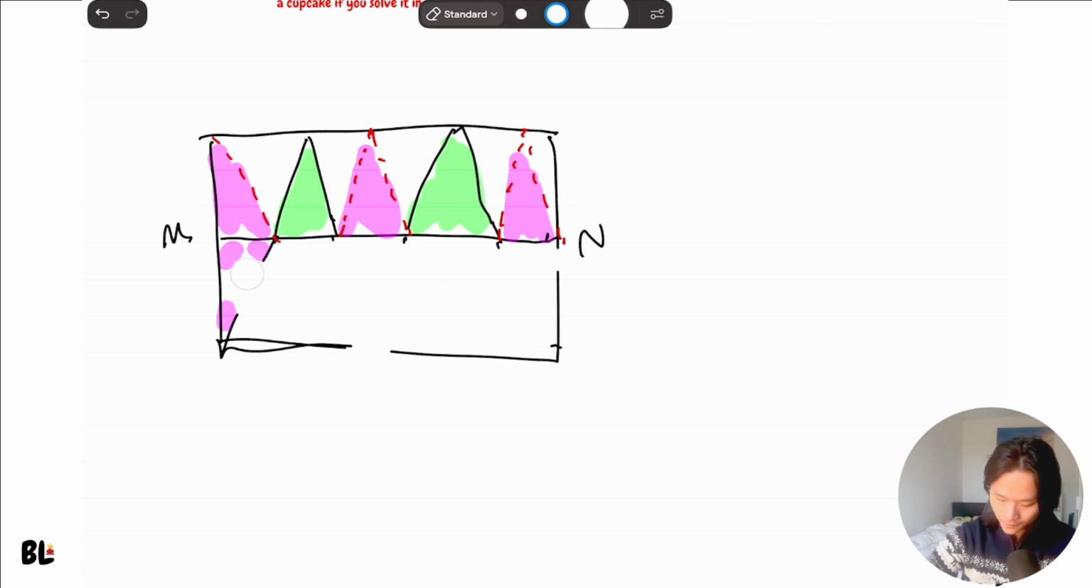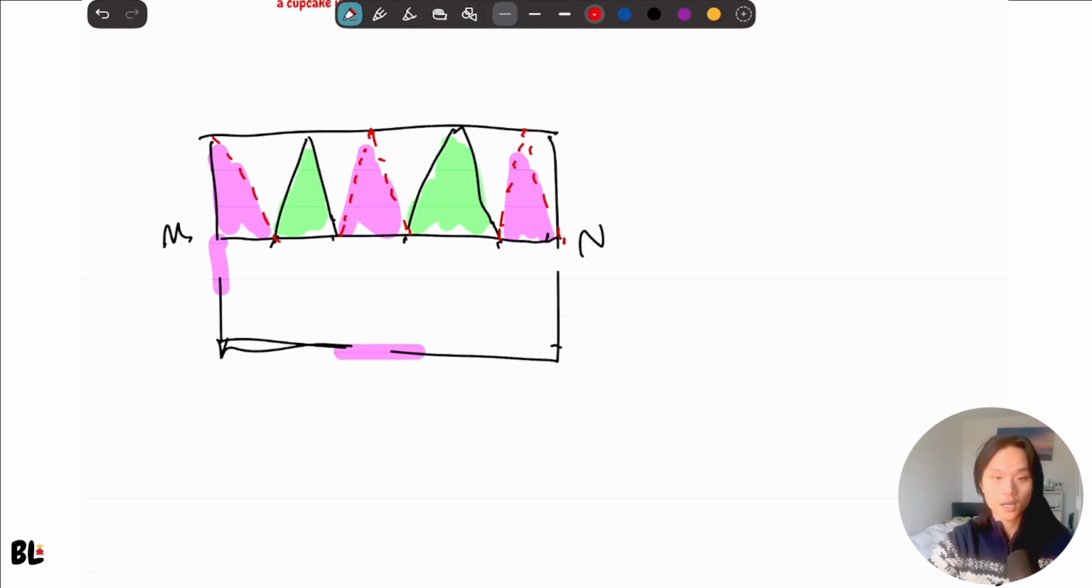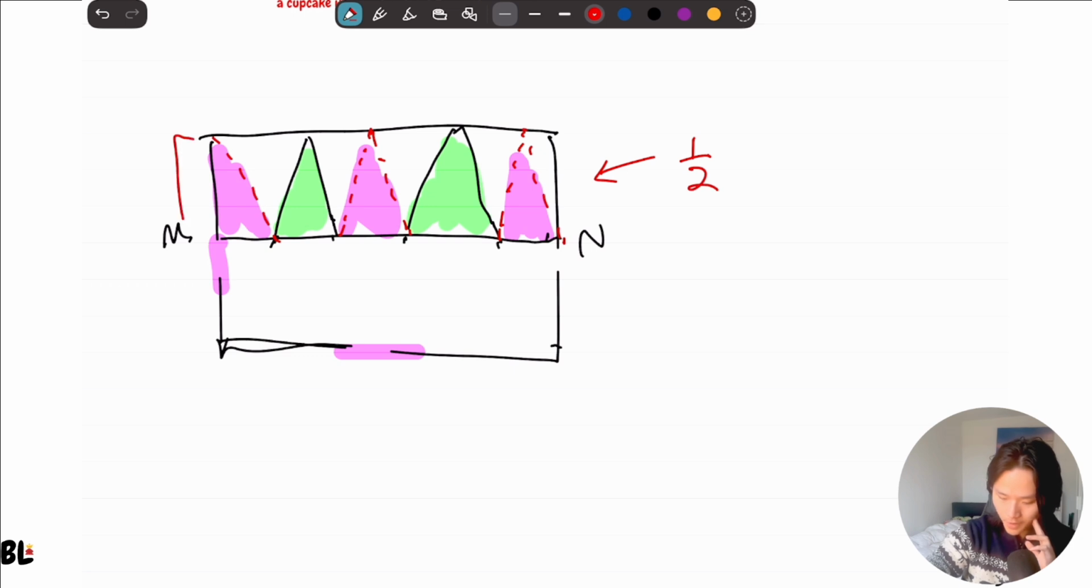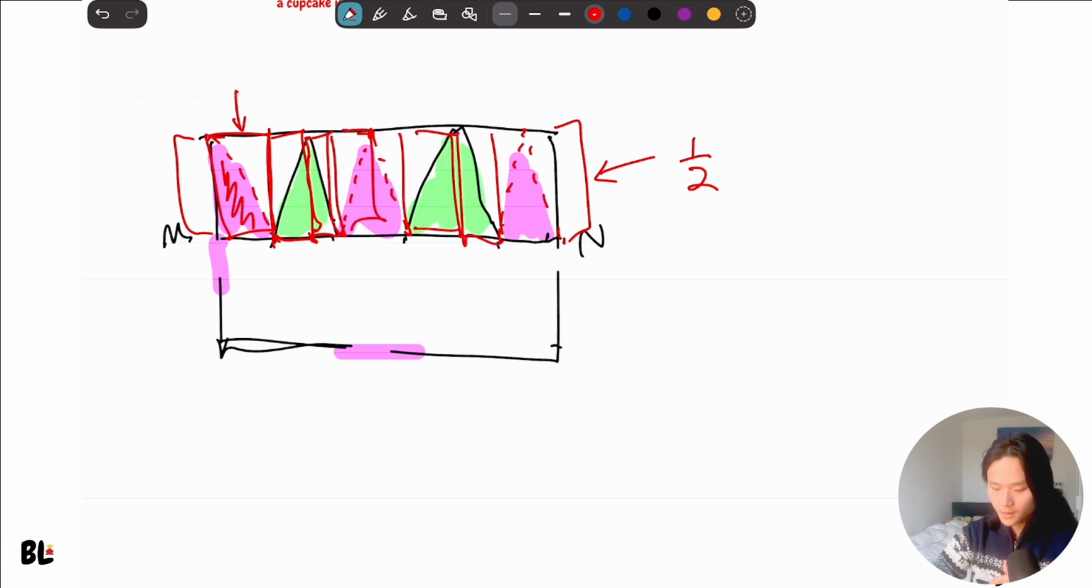Now the top part, which is already 1/2, right? This top bit of the rectangle is 1/2 of the whole area. Well, now if I draw more lines here like this, you can see within this first section, the purple bit is half of this whole shape. And then here, this is also half, this is half, and then this is half again. And this is half and this is half.